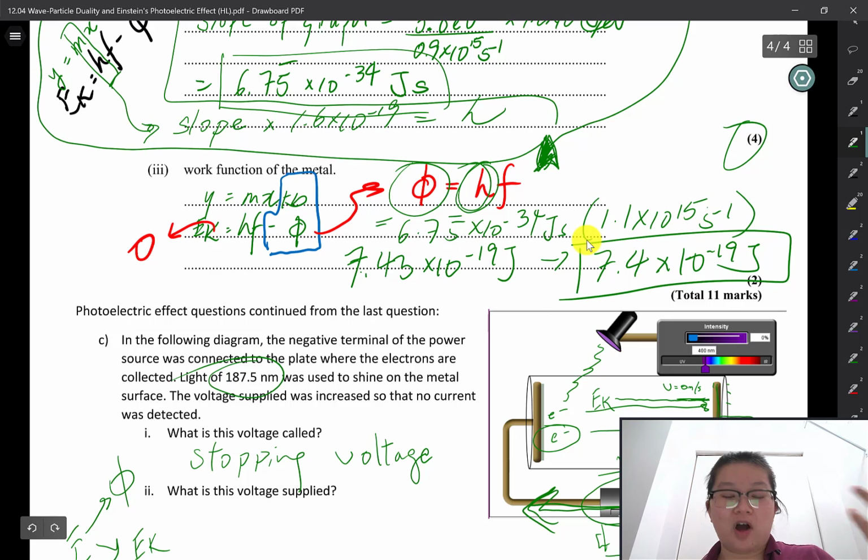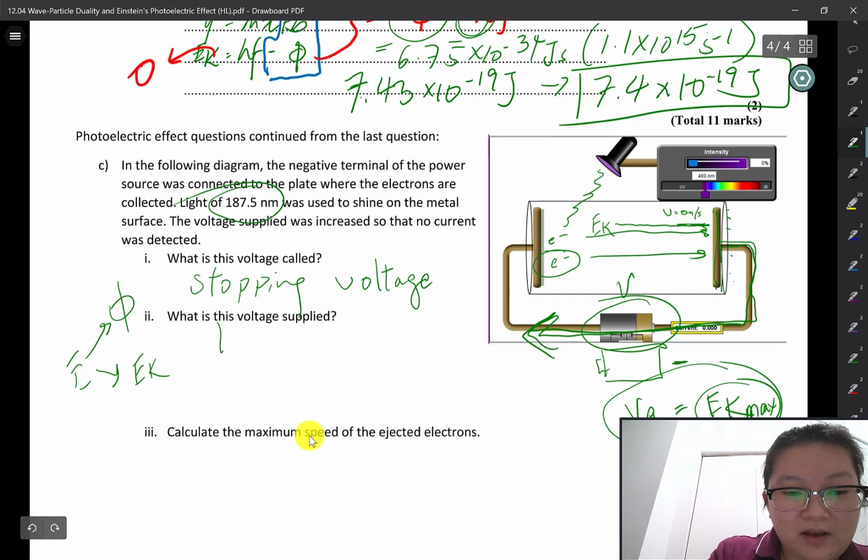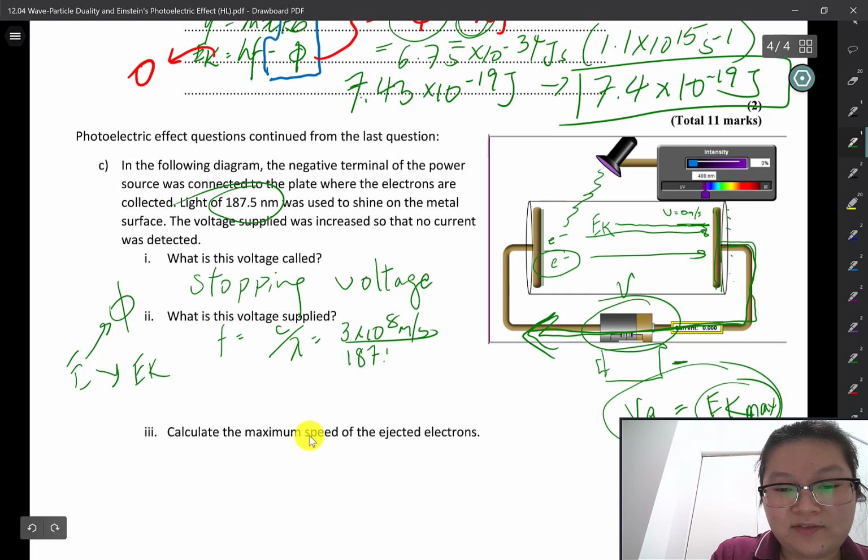Hopefully you've gotten those questions correctly, so that you won't carry this error moving forward. So it's probably better just to refer to the graph in case you did make a calculation error earlier on. So converting this to frequency, we know that the frequency of light is going to be the speed of light divided by the wavelength, which is 3 times 10 to the power of 8 meters per second, divided by this wavelength, which is 187.5 nanometers, so times 10 to the power of negative 9 meters.